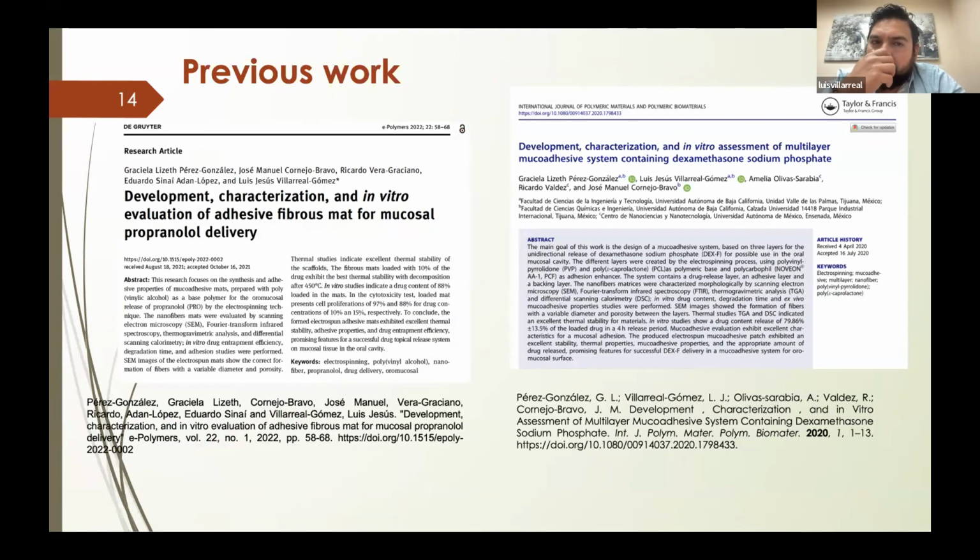We have a previous work already published, and we are working on the results that I will show you in the following slides. We have been working on the development and characterization of different multi-layer mucoadhesive systems loaded with propranolol in one case and dexamethasone in another. And we have another project where we use sildenafil citrate in order to treat heart disease.